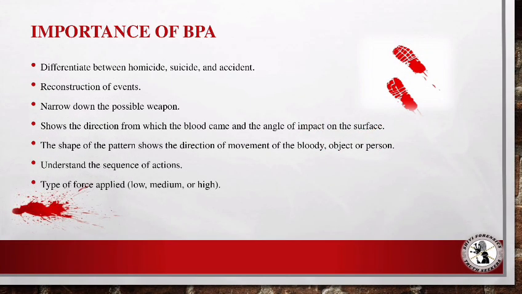Bloodstain pattern analysis helps determine whether a case is homicide, suicide, or an accident. It allows investigators to reconstruct actions, identify possible weapons, understand the direction of movement, and figure out the sequence of events. Overall, BPA provides a clear picture of what took place at the crime scene.